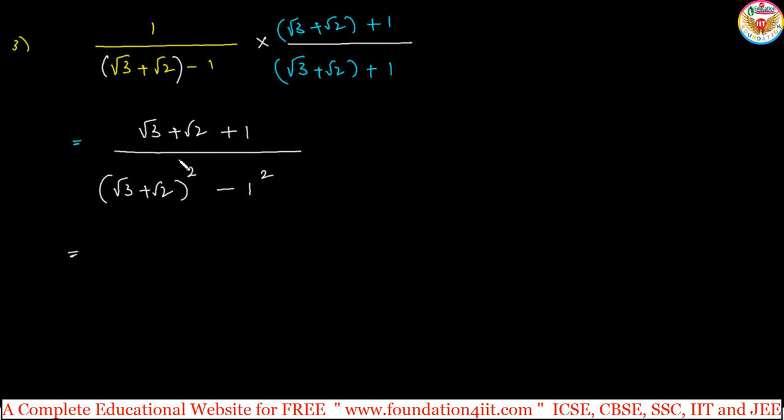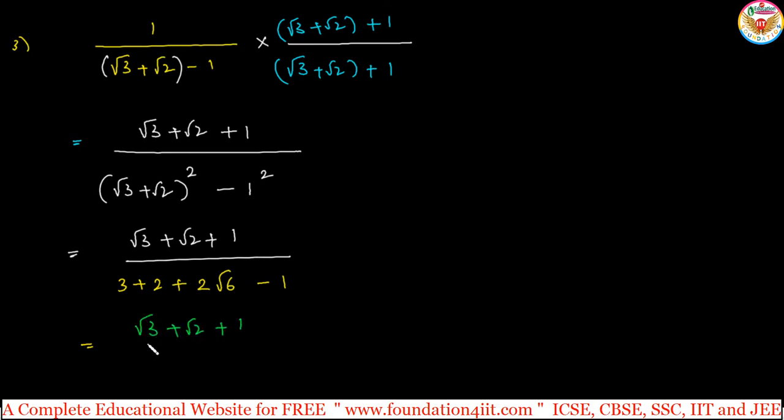So the numerator you won't change, you can keep it as it is, that is root 3 plus root 2 plus 1, by, here is the a plus b whole square formula. Okay, root 3 plus root 2 whole square, that is 3 plus 2 plus 2ab. 2 into root 3 into root 2 is root 6, minus 1 square is 1. Now your step is root 3 plus root 2 plus 1 divided by 3 plus 2 is 5, 5 minus 1 is 4. So 4 plus 2 root 6. So till now, 4 plus 2 root 6 you got.